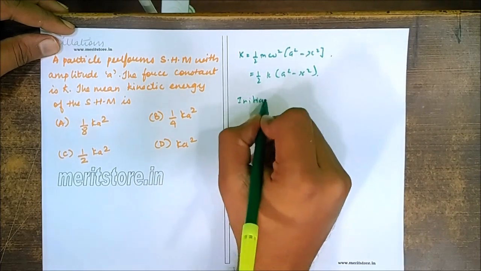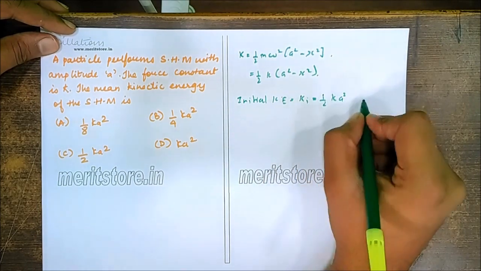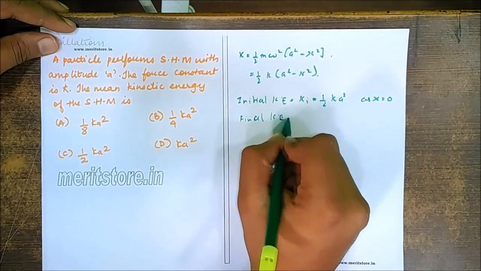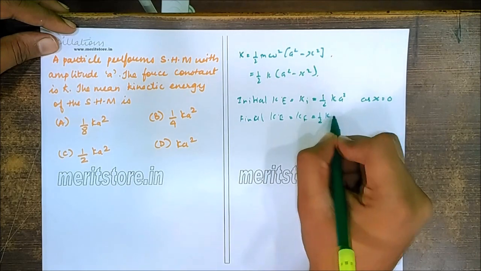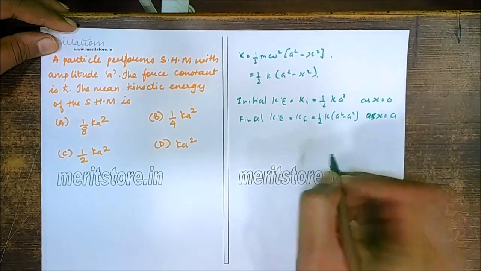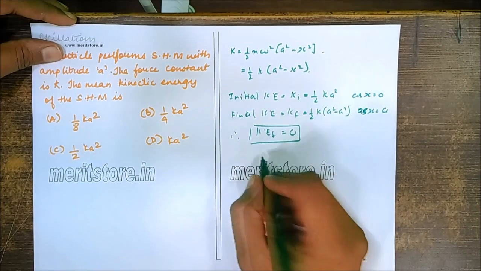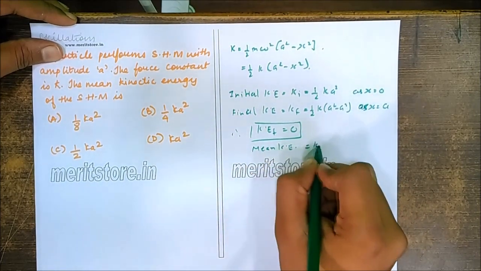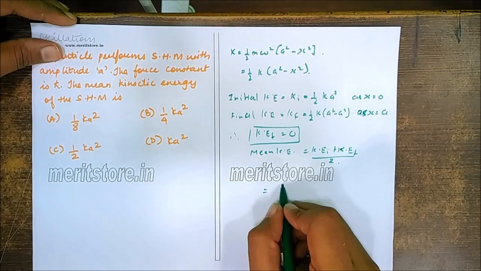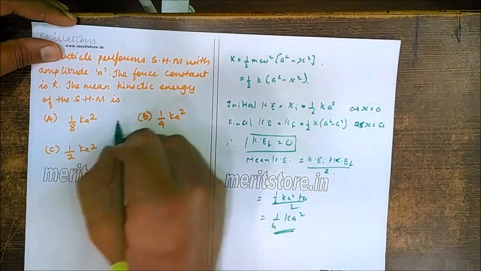Now initial kinetic energy Ki is equal to half k A square as x is equal to 0. Final kinetic energy Kf is equal to half k into (A square minus A square) as x is equal to A. So therefore final kinetic energy Kf is equal to 0. Now we want mean kinetic energy. So mean K is equal to (initial kinetic energy plus final kinetic energy) upon 2, that is equal to (half k A square plus 0) upon 2, which is 1 by 4 k A square. Option B.